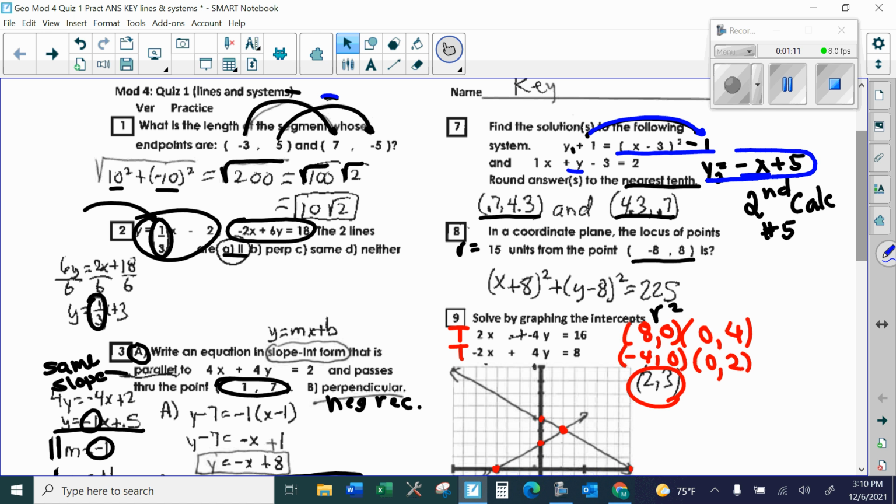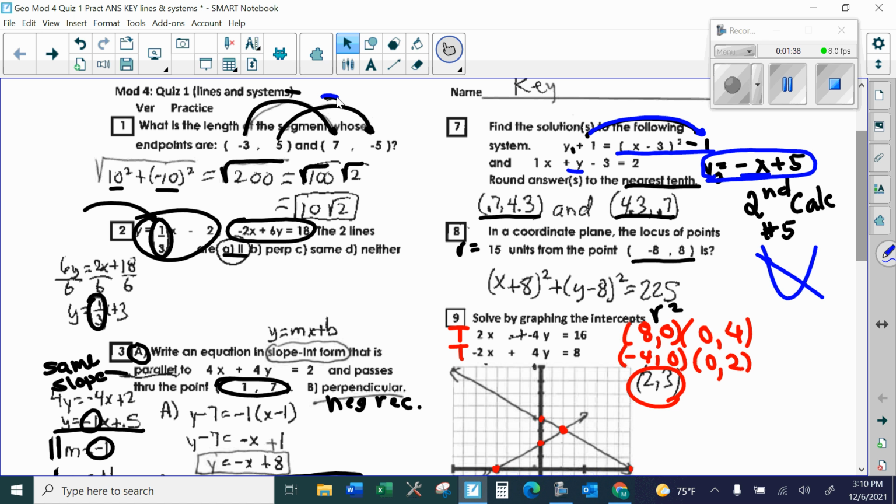Then I go ahead and hit second, calc, number 5, and you hit enter, enter, enter, because the first guess doesn't matter where it goes to, it's going to get you when you're at 2 answers. You end up with a parabola and a line going through it like this. You should hit enter, enter, enter, and it'll pop to one of them. Mine popped to this one first, and that was 0.7 comma 4.3.